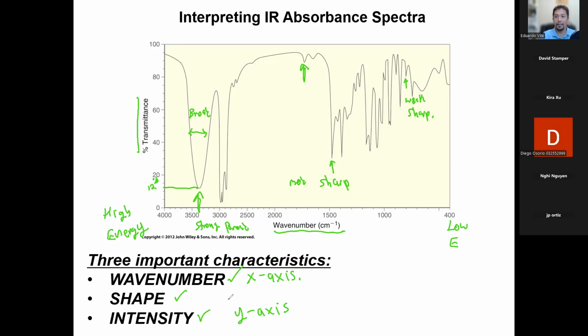If I say the word broad and you draw a sharp peak, obviously that doesn't make sense. It has to be broad. It has to look broad. And you'll see what I mean by that. So, any more questions about this?